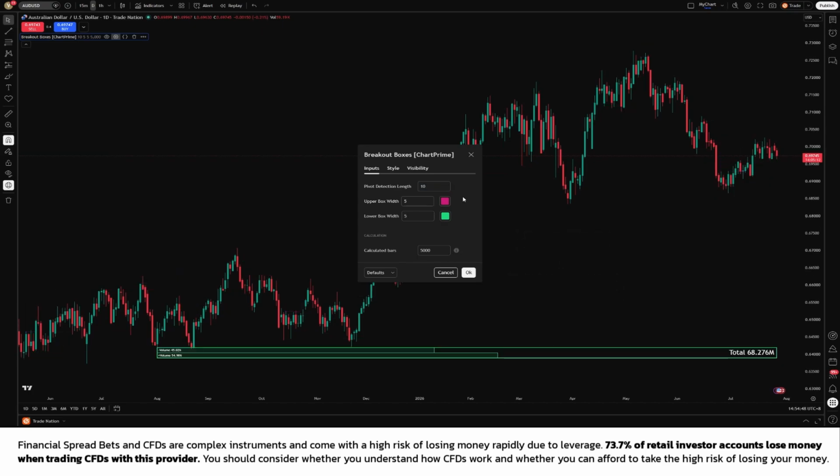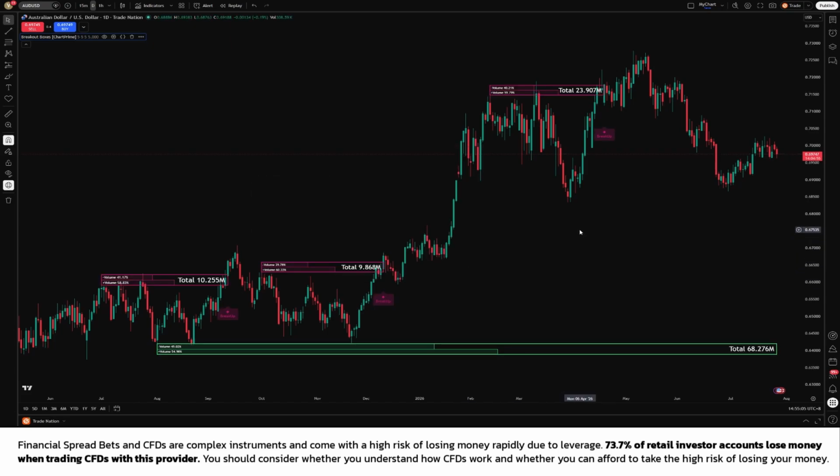Volatility is also part of the calculation. The boxes are adjusted using average true range, so the size of each zone can adapt to the market environment. This matters because a breakout zone on a quiet market should not be treated the same way as one on a more volatile market. The upper and lower box width settings control how much space is built around those levels.